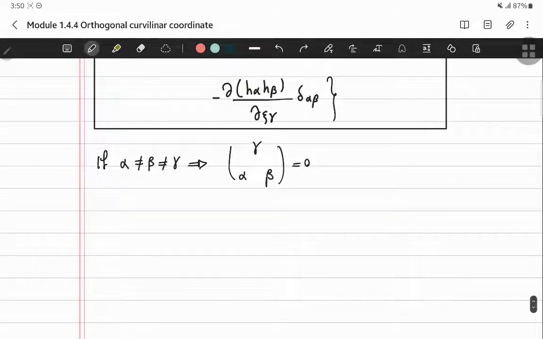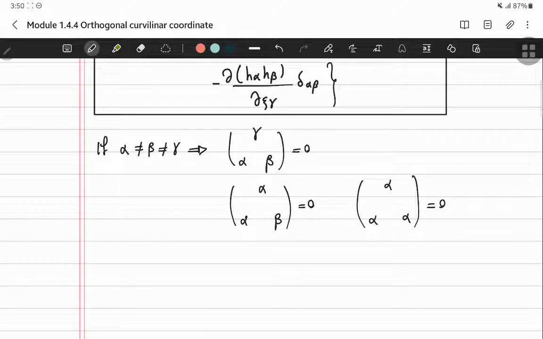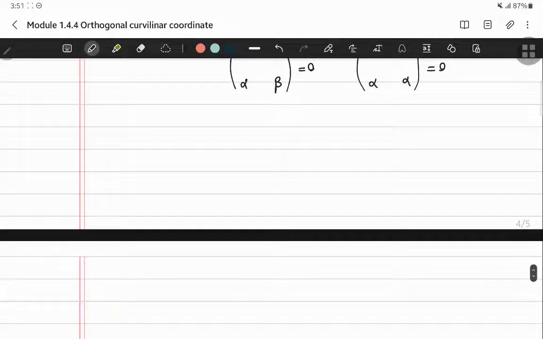And also for other situations, like where we have alpha and beta, it is also 0. And for alpha it is also 0. You can calculate these yourself. But for some other cases it is not.